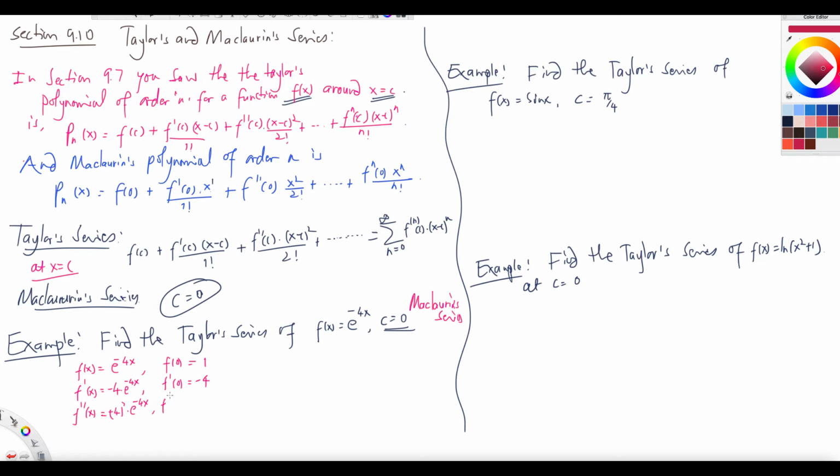And if you find f double prime at 0, with c equals 0, you will get negative 4 squared. If you continue that, then the nth derivative of f of x will be negative 4 to the n times e to the negative 4x. How do I know that? When there is a second derivative, you have negative 4 squared, so for the nth derivative, it will be negative 4 to the n. And then the nth derivative at 0 will be negative 4 to the n. That's what you get.